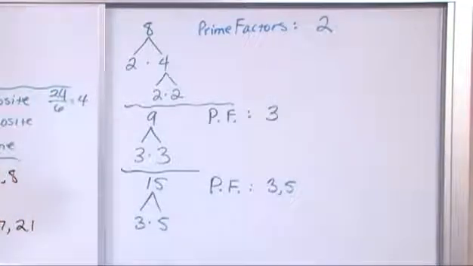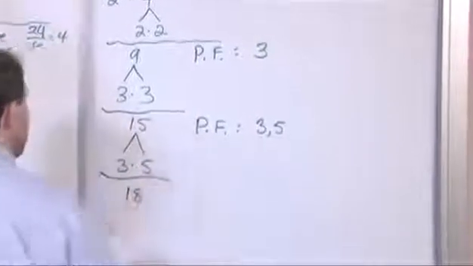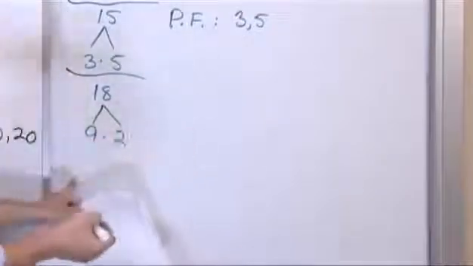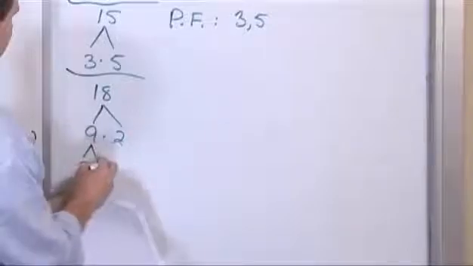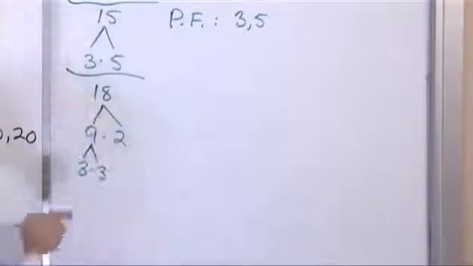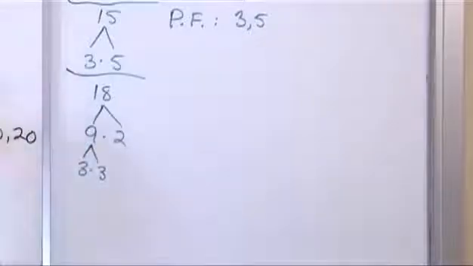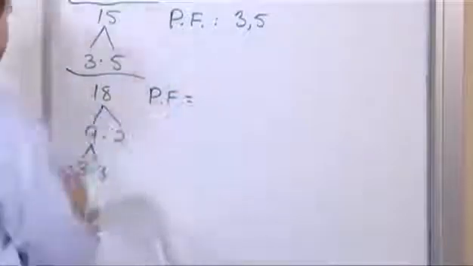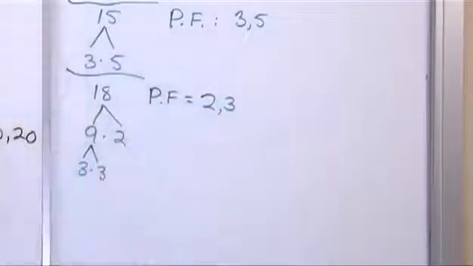All right, let's go off to the number 18. What do you think about when you think of 18? Well, I think of 9 times 2. You might think of 6 times 3. That's fine. You'll get the same answer. 9 can be written as 3 times 3. So we're done with our factor tree because at the bottom, 3 is prime, 3 is prime, 2 is prime. So we stop. The prime factors of the number 18 are 2 and 3.